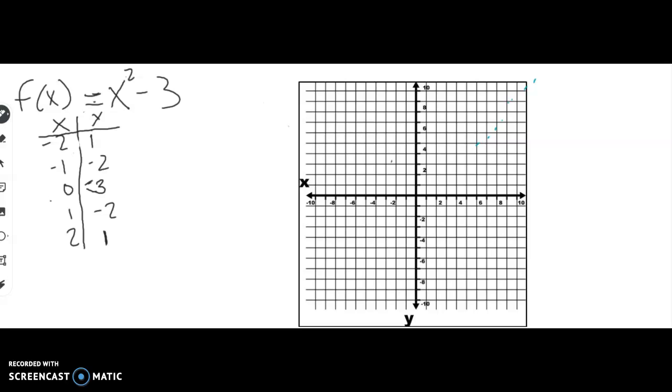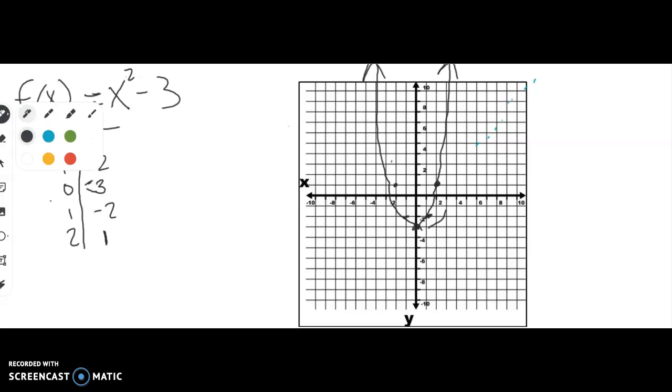Then if we plot that, you get something that looks kind of like that. I know it's not the prettiest looking graph. My device here is not the friendliest.